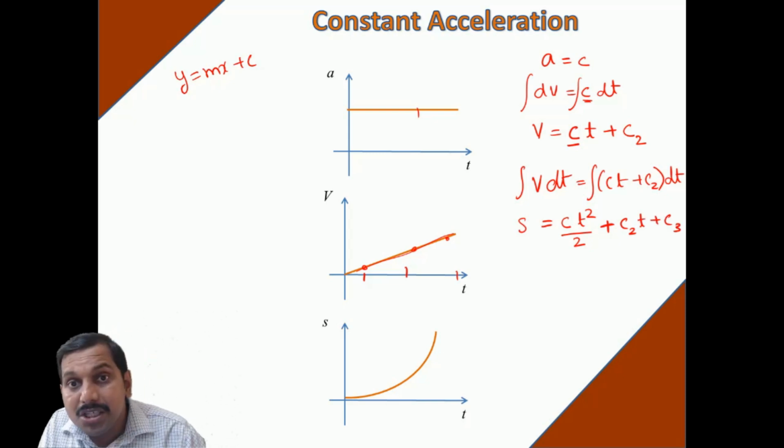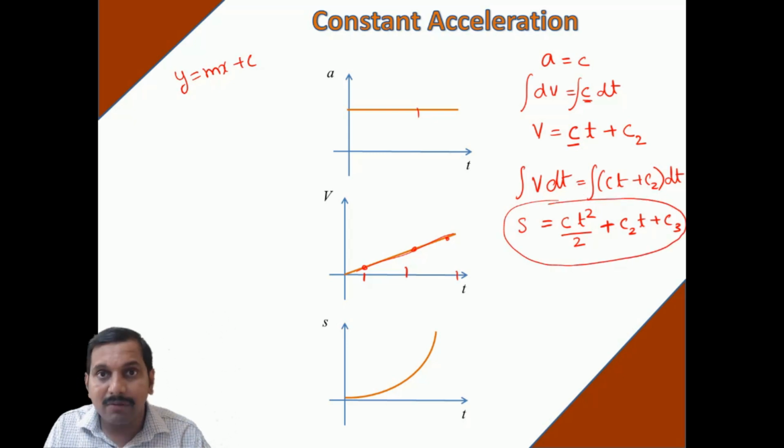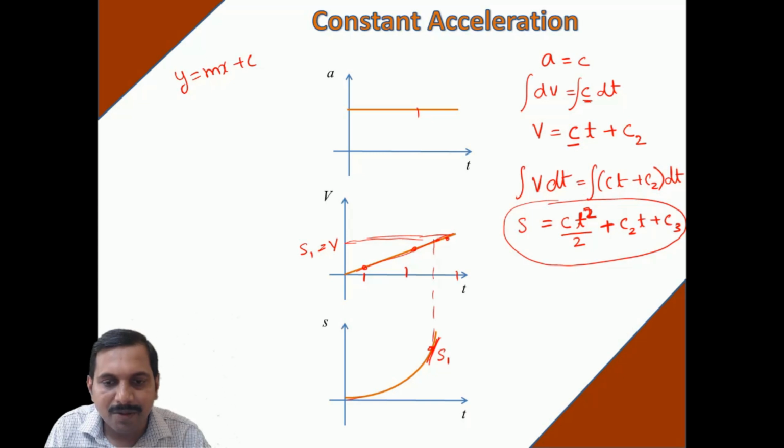Now if you observe here, this is a parabolic curve, is it not? It's a second order curve. So if you want to find the velocity, what is the velocity? That's the slope over here. That is the velocity. So this slope, say s1, would be equal to velocity v at this particular point, at the same corresponding point. Okay. So this is how we have to understand, right?